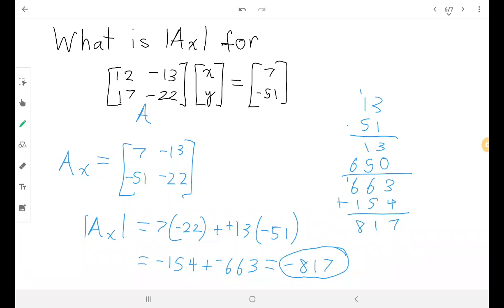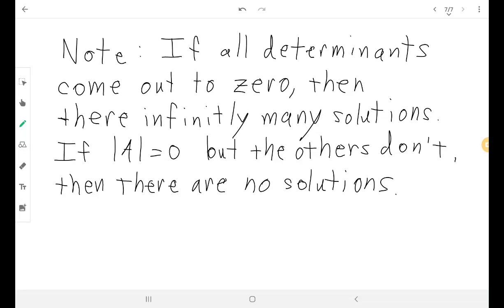And last thing, well, I'll pause to make sure there aren't any questions. Okay, there being no questions, one last note. If you do all the determinants for Cramer's rule, the A sub x, the A sub y, and so on, and they all come out to 0, then there are infinitely many solutions to the system.